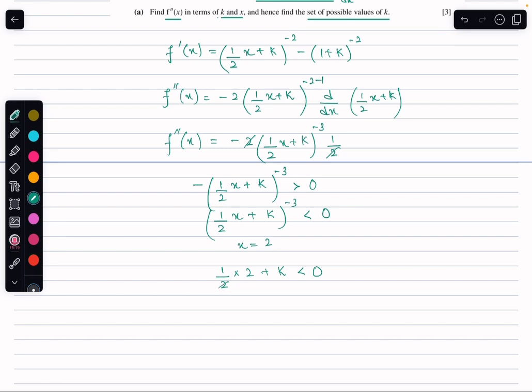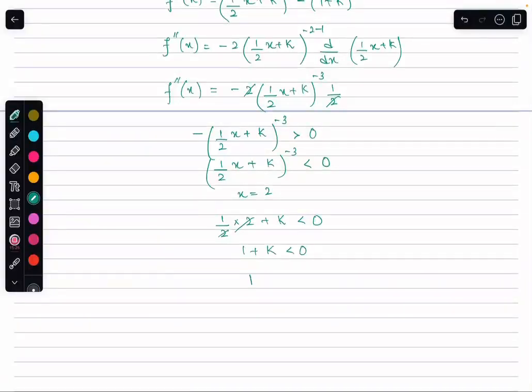So the 2 here again gets simplified. I'm left with 1 plus k to be less than 0, or I can say that the set of possible values of k should be k less than -1. So this is how we shall be getting the set of values of k for this question.